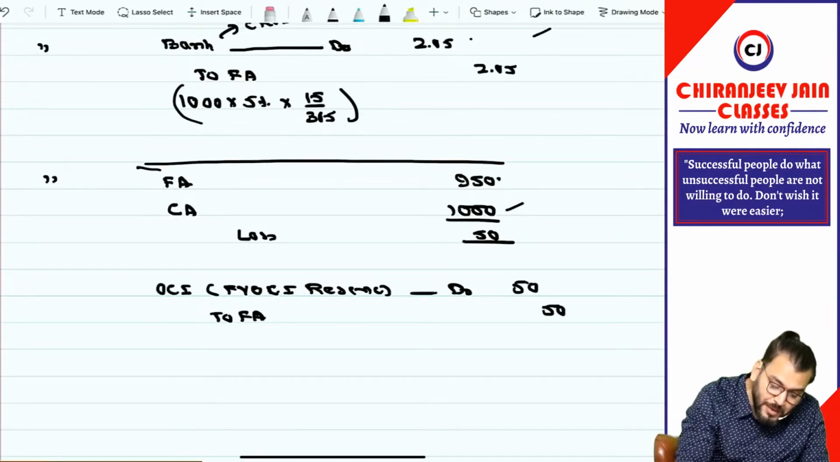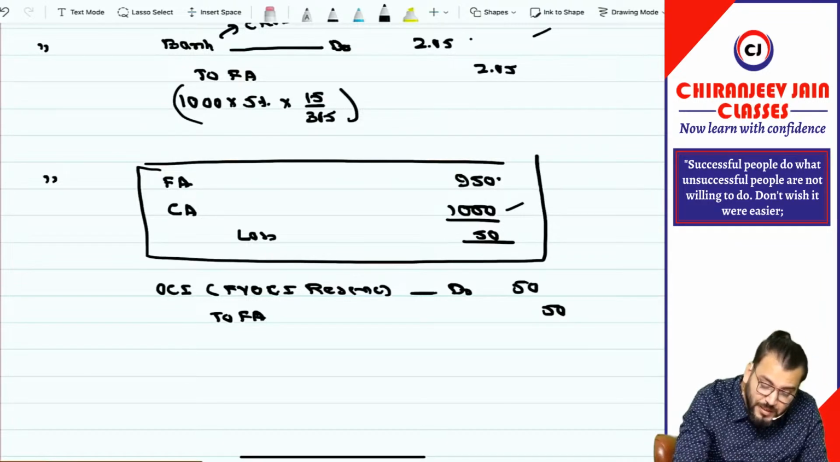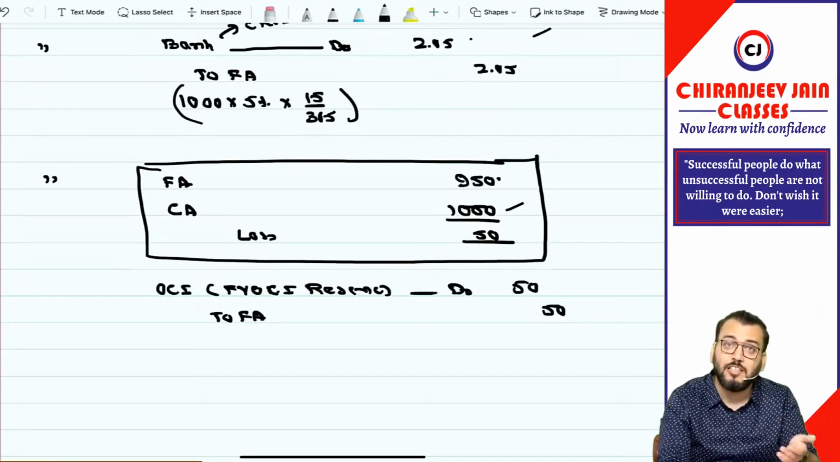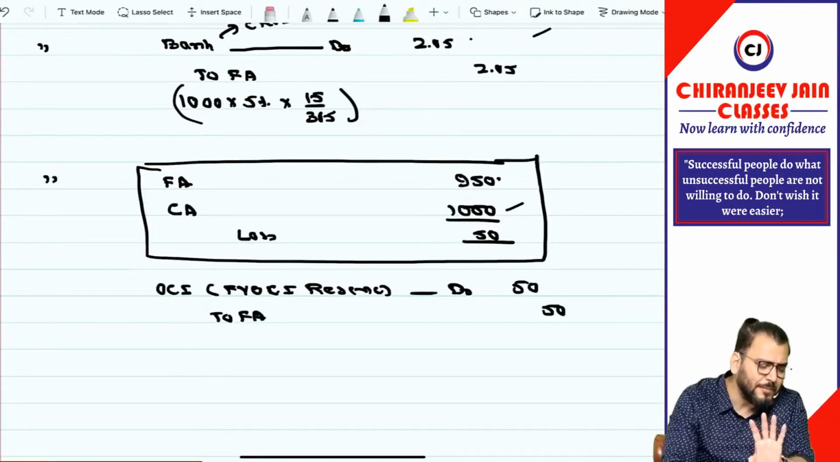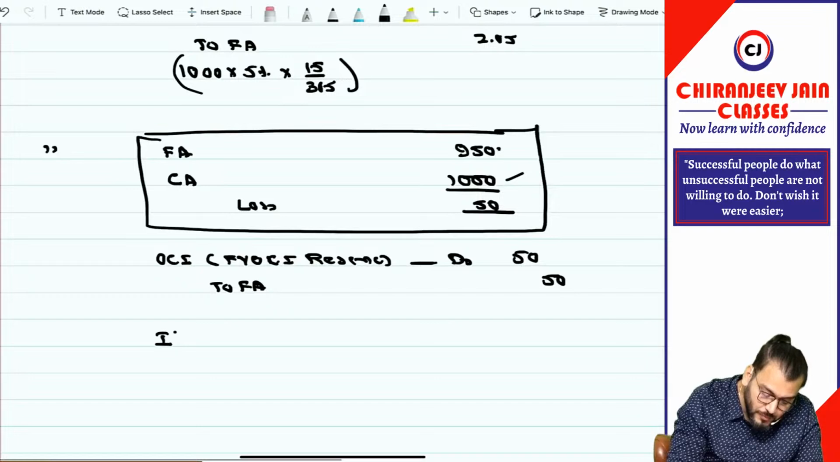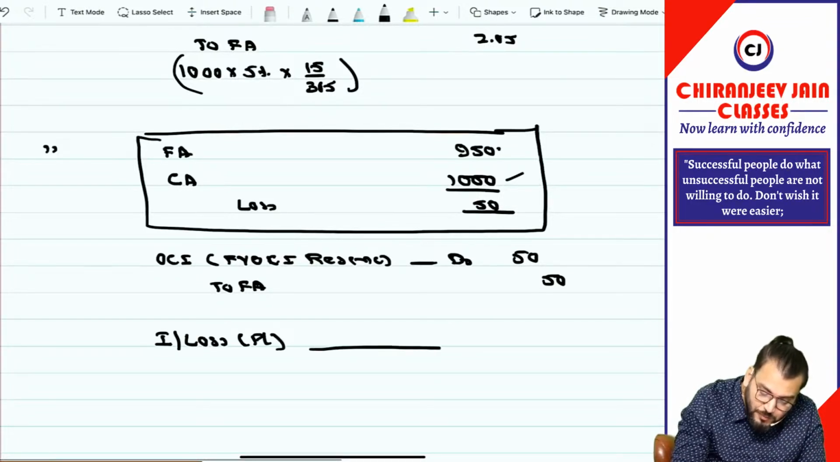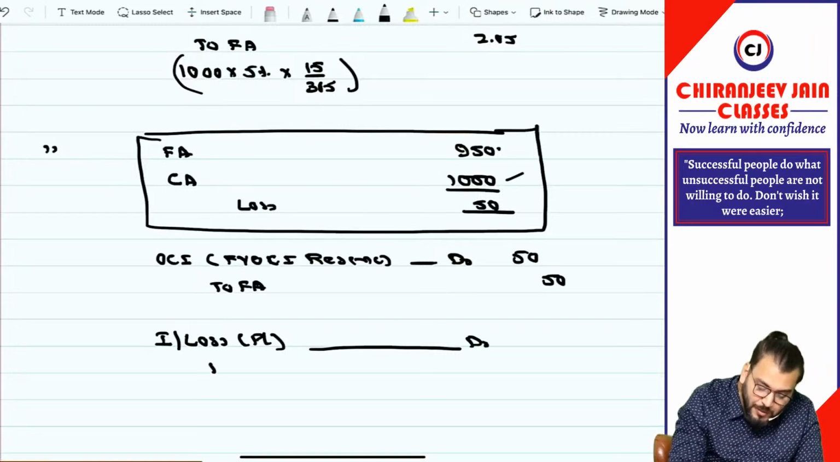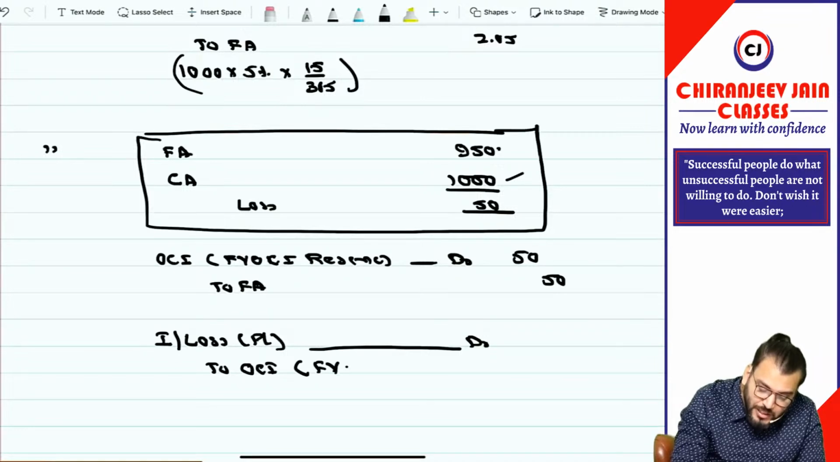They have given some impairment loss. So out of 50, there is an impairment loss which is calculated as per Ind AS 109 by applying ECL, 12-month ECL or lifetime ECL. That I am not discussing. But out of 50, there is an impairment loss of 30. So this impairment loss will be transferred to PL now. We will say impairment loss from PL to OCI, meaning we will do the adjustment in the FVOCI reserve only. So this journal entry will be for 30.